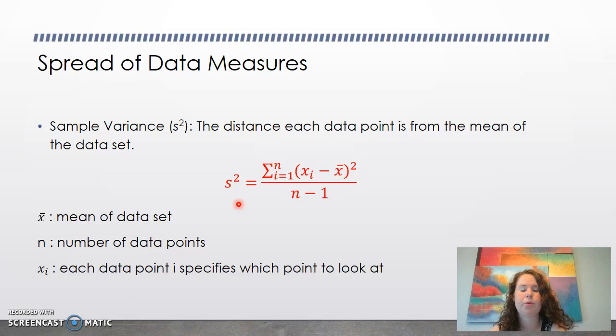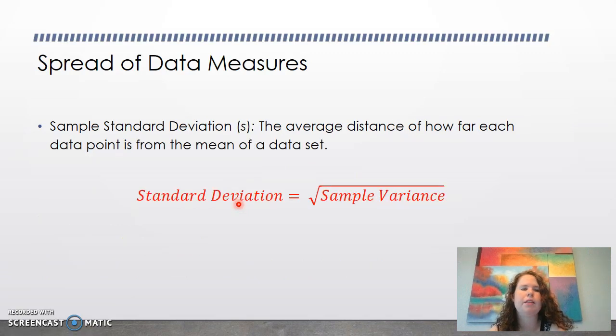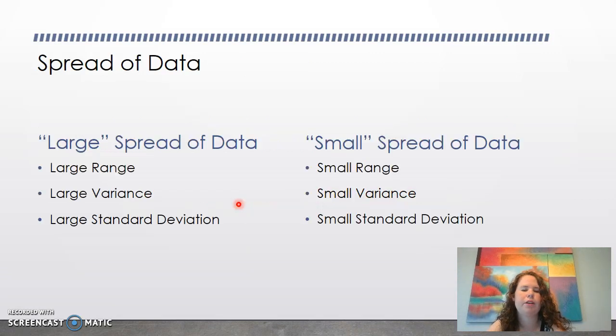N minus 1. The standard deviation is the average distance of how far each data point is from the mean of the data set. So the standard deviation is just the square root of the sample variance.